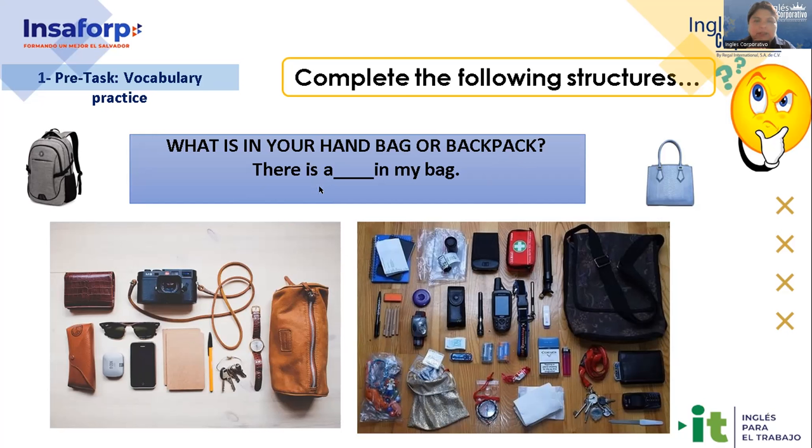Use this structure. There is a, for example, there is a camera, there is a wallet, there is a watch in my bag. Esta estructura vamos a utilizar, Mario. There is a watch, for example. So what is in your backpack, Mario? There is a watch. What else? ¿Qué más?